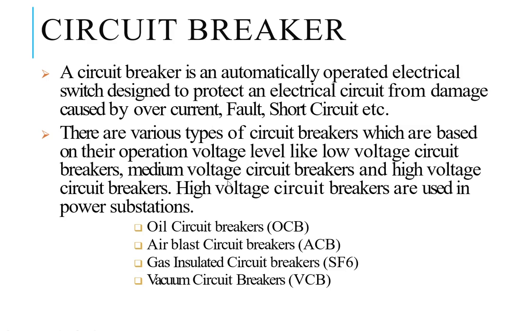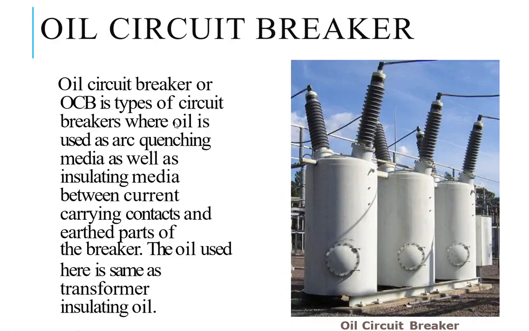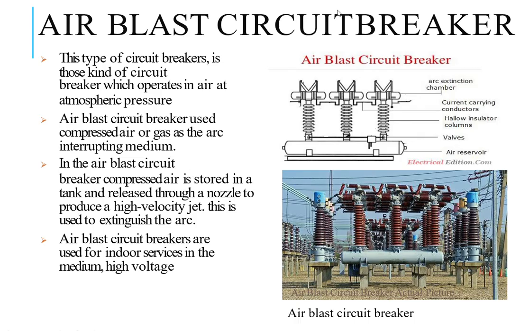Circuit breakers. There are different types of circuit breakers. They are mainly used for automatically switching off to protect the system from faults. It can be an oil circuit breaker, which uses oil as both arc quenching media and insulating media. Air blast circuit breaker uses air as the medium to quench the arc produced through the ionization of the air when the wire melts due to the high voltage.